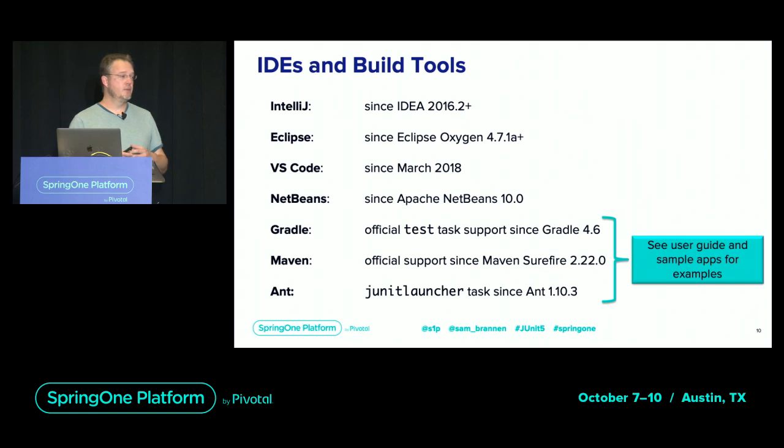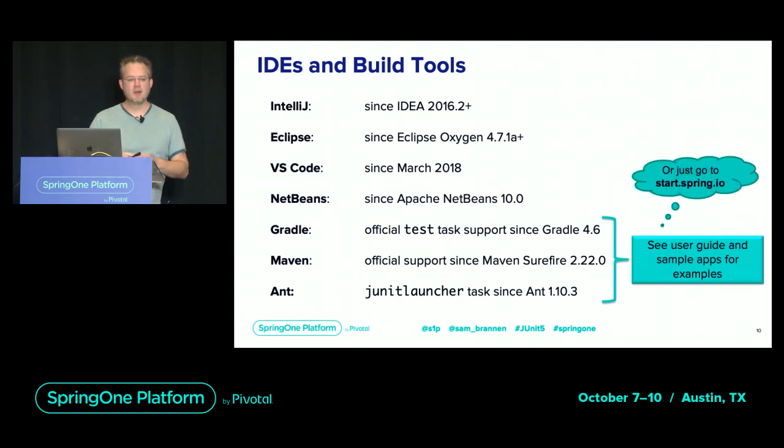For examples of how to set that up in your build, you can see the user guide or some of the sample apps, or if you're here, you might be interested in just going to start.spring.io. The latest versions of Spring Boot will actually use JUnit Jupiter as the default instead of JUnit 4, in case you're not familiar with that. I think it's a good thing, but you might be shocked. Just be prepared for that.